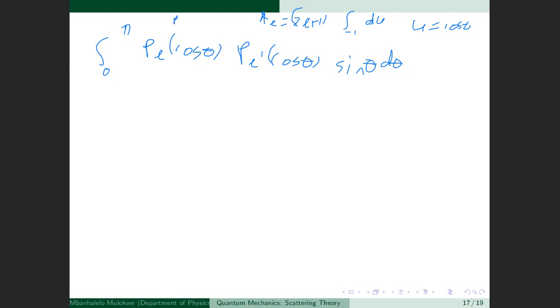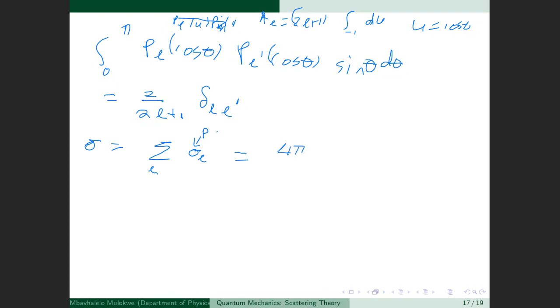So previously I had P_L of u, P_L of P_L. Maybe I used an M, but it's the same identity, just that now you have written it in terms of trig functions. So this identity gives you 2 over 2L plus 1 delta L and L prime. So the total scattering cross section, which you can write as a sum over L, are just called the partial total cross section.